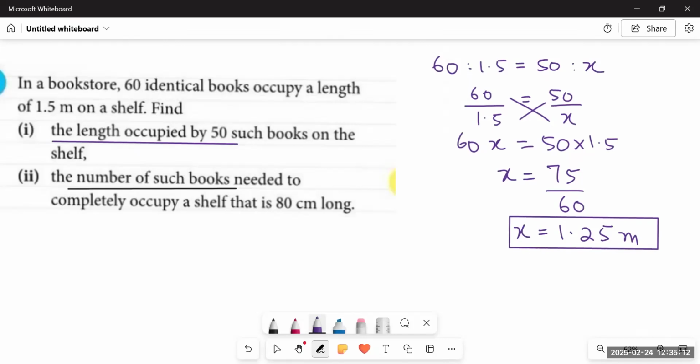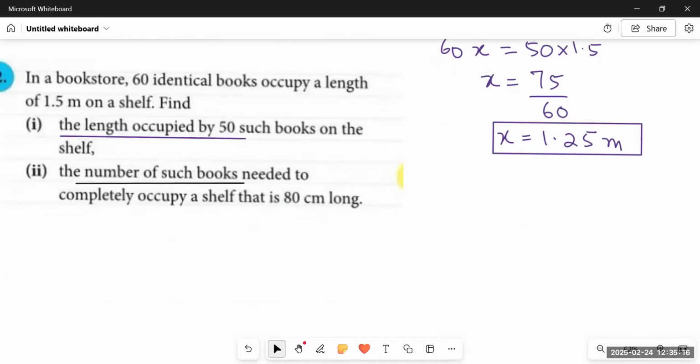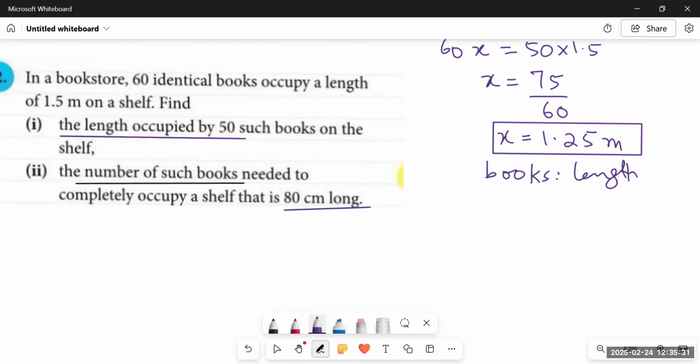Then we have the next question which says, next part, the number of such books needed to completely occupy a shelf that is 80 centimeters long. They are providing us with the length in the next part and we have to find out the number of books. So again, we are going to write it like this, books, ratio, length. The first would remain same, that is 60 ratio 1.5. And the second would be, since the length is given, so we will write 80 centimeters over here, and here we are going to write x.